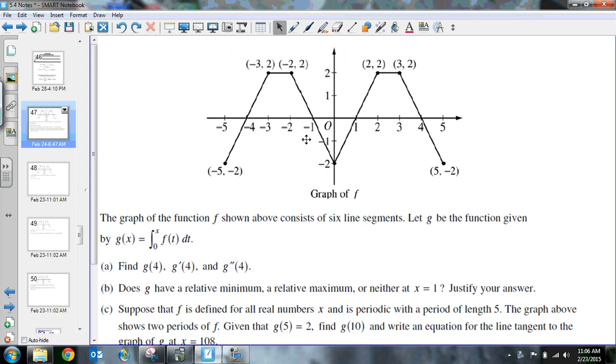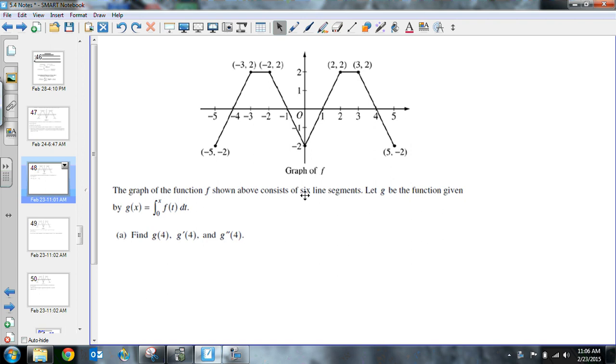Okay, welcome back. The following is a video about a problem that we did in class, and this involves using the fundamental theorem of calculus. Okay, so let me introduce this graph and show you what we need to do in part A.